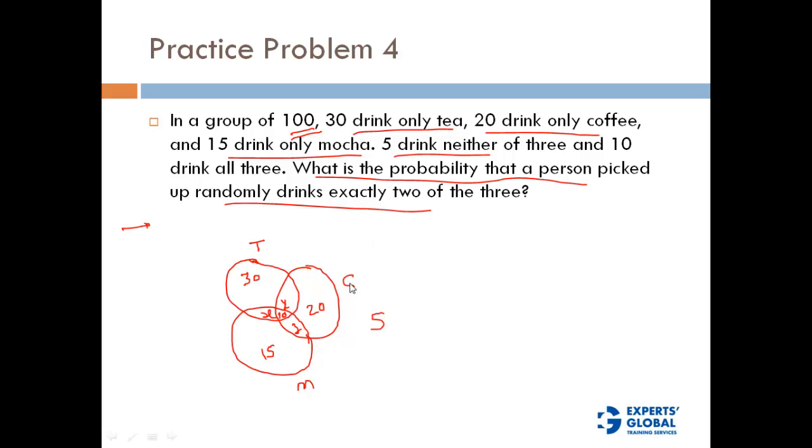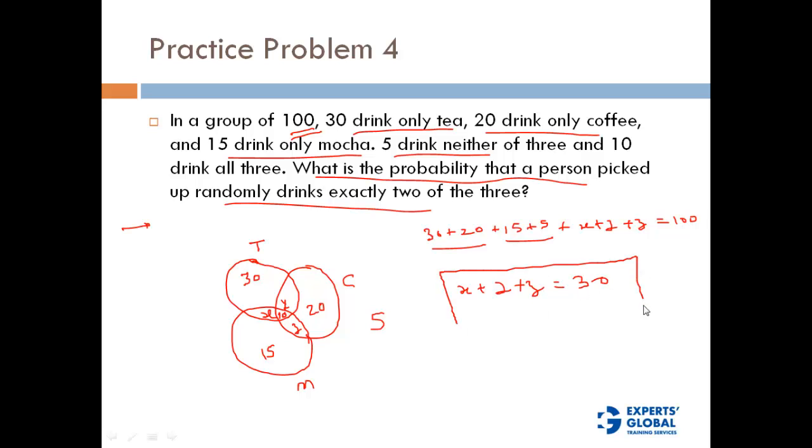Okay. And all of these people have to amount to 100. So what do we get? We have 30 plus 20 plus 15 plus 5 plus X plus Y plus Z should be equal to 100. So let's get X plus Y plus Z. This is 50 plus this is 20, 70. Actually, X plus Y plus Z is going to be 100 minus 70, which is 30. So X plus Y plus Z together are 30. That much we know. Okay.